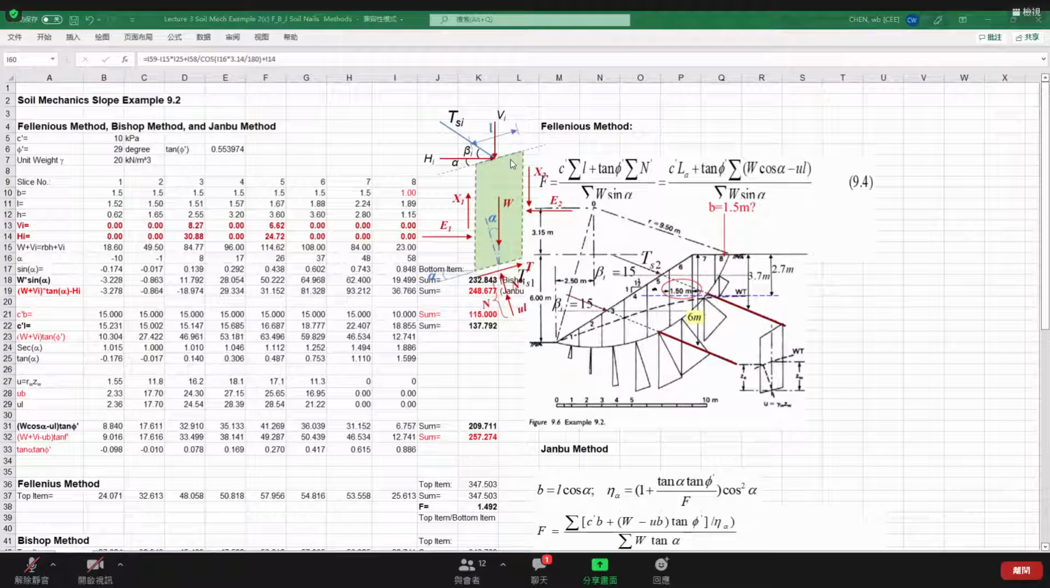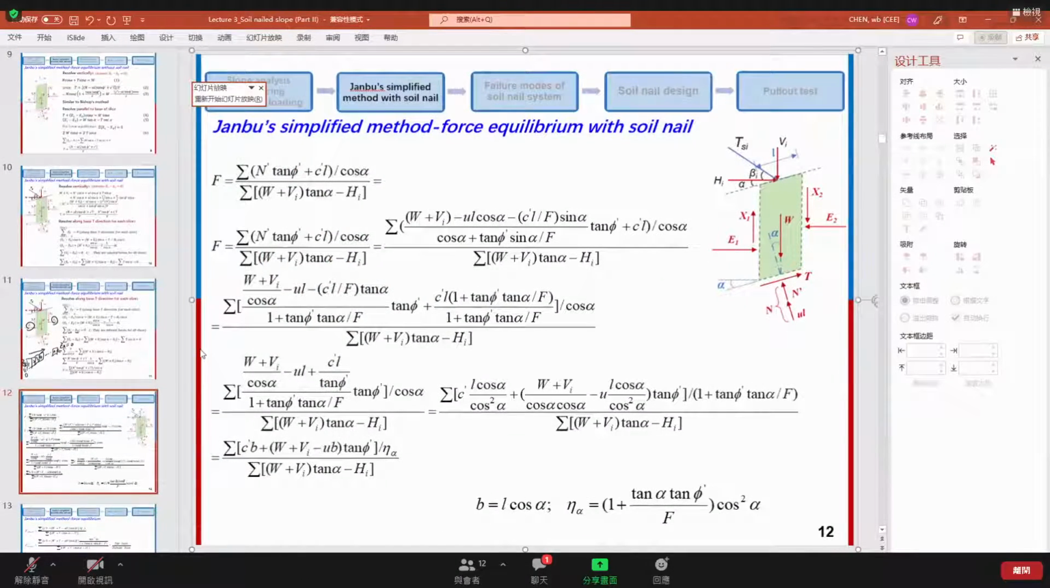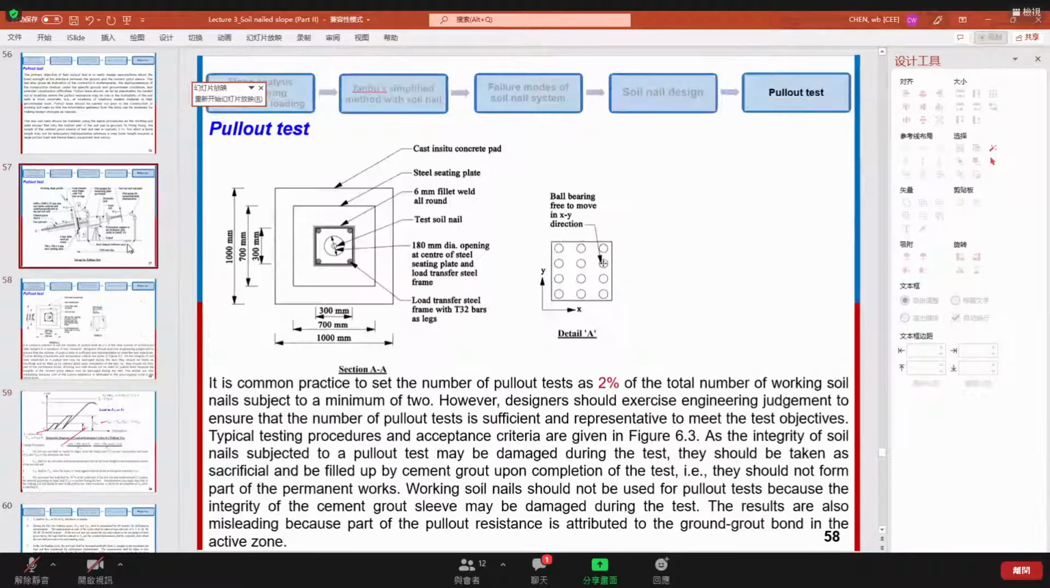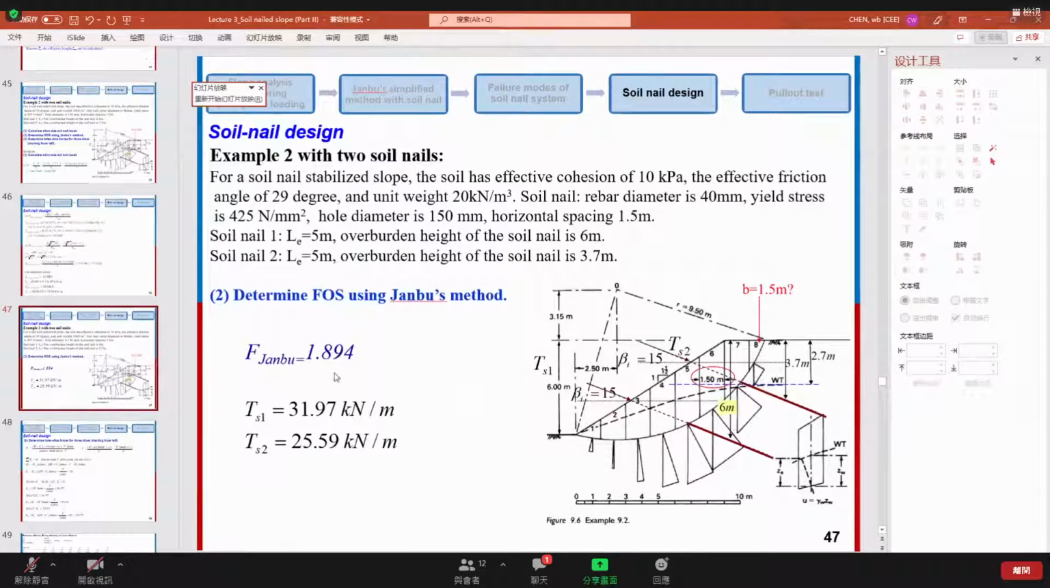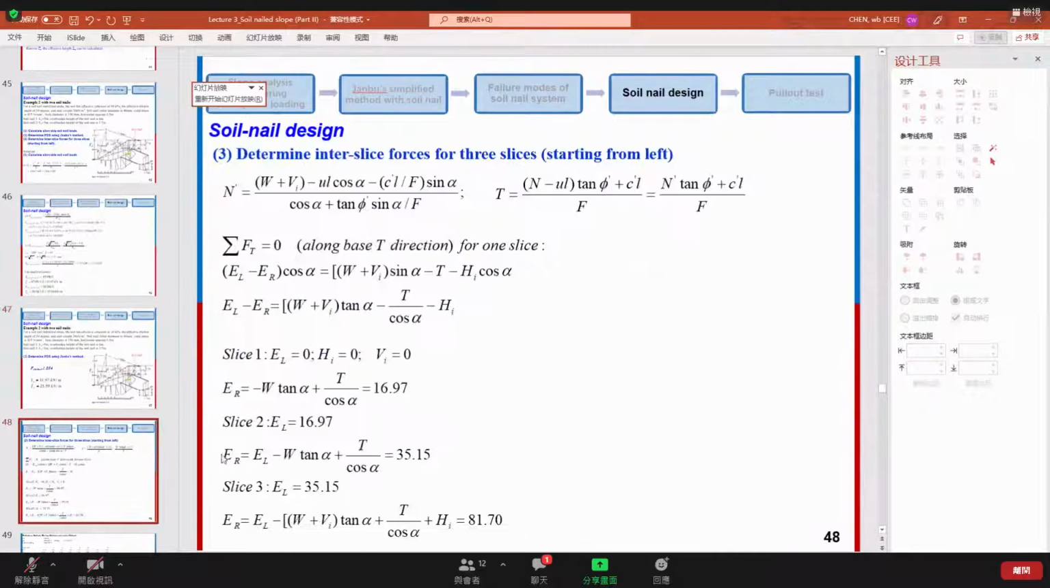Let's come back to the PowerPoint, okay? For this example, we get this result, Janbu's result, okay? Method 1.894. This is the minimum factor of safety, okay?